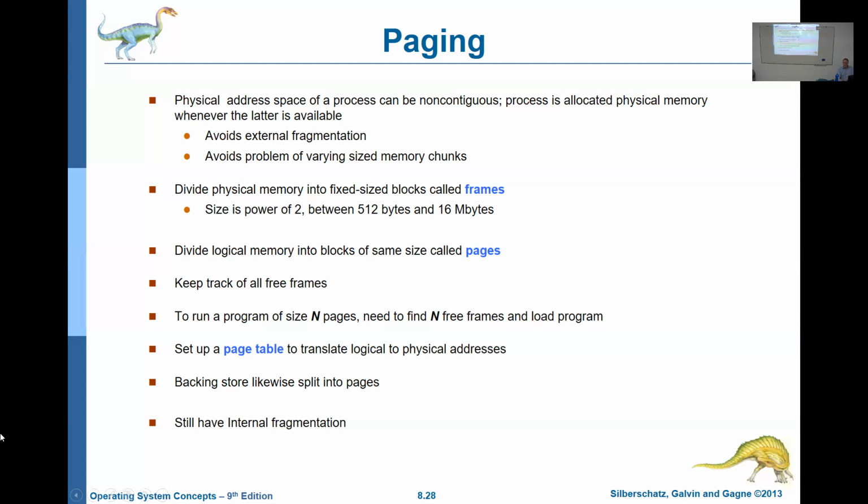But the first answer we got is right. It's 256 blocks, okay? But that was with a very large block size. What if we had a block size of 512? 512 what? Bytes. That's 2 to the 9th, I guess.